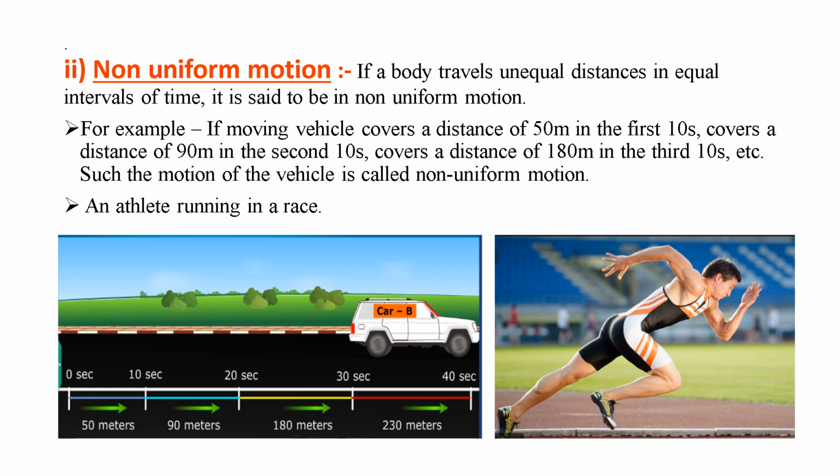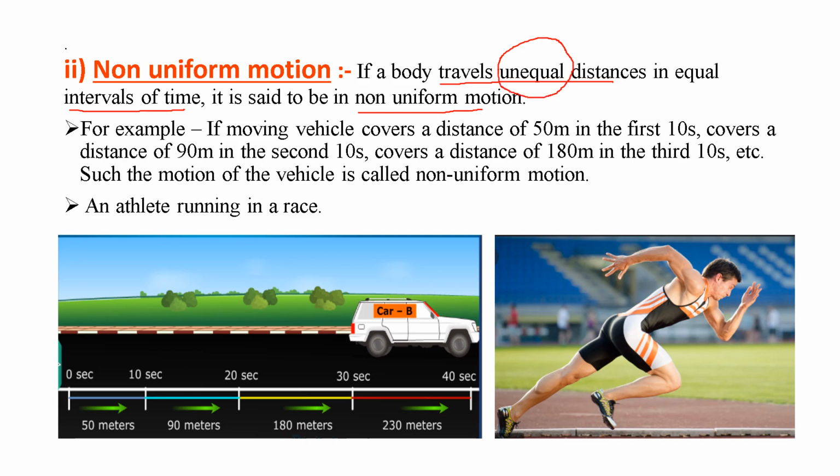Now the next motion is non-uniform motion. The definition says that if a body travels unequal distance in equal interval of time, then such motion is known as non-uniform motion. So here what is the change? The change is here, the distance is unequal. Let us take an example.